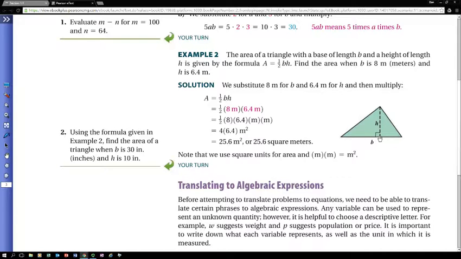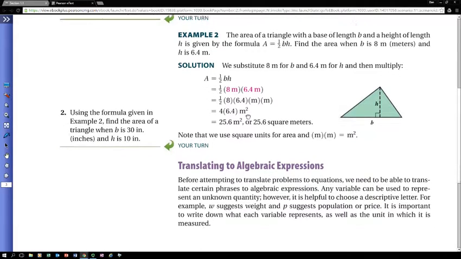They have labels on these distances. B is 8 meters, M for meters, and height is 6.4 meters. Notice when they substitute in, they brought in those label names for meter, right? And we can change the order of a multiplication with the commutative property, which we haven't covered yet, to say this is 1/2 times 8, which is 4, times 6.4, which is 25.6. But it's also meters times meters, which we haven't got through the exponent stuff.